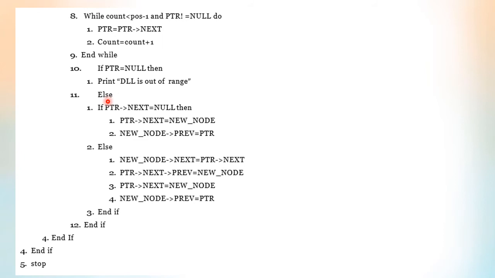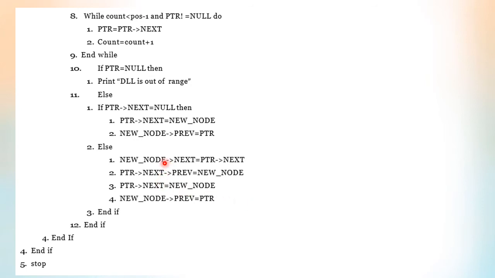Now else part. If pointer next is equal to null, that is, if the traversal continued and we reached the end of the doubly linked list, you should insert the new node there. So pointer next is equal to new node and new node previous equals pointer. And this will do the insertion of the new node at the end of the doubly linked list. And else case. These are the statements used for inserting a new node in between the other nodes.